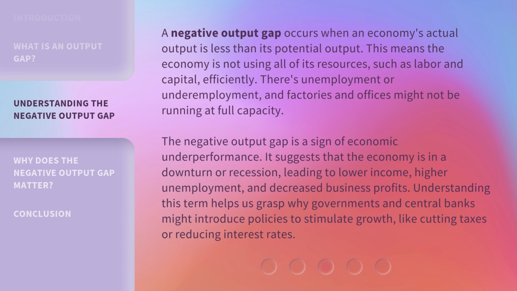It suggests that the economy is in a downturn or recession, leading to lower income, higher unemployment, and decreased business profits. Understanding this term helps us grasp why governments and central banks might introduce policies to stimulate growth, like cutting taxes or reducing interest rates.